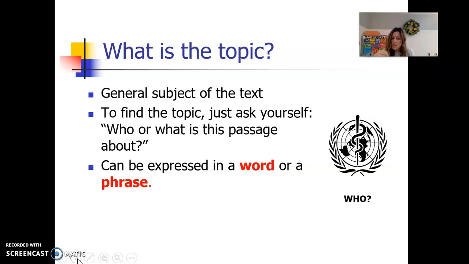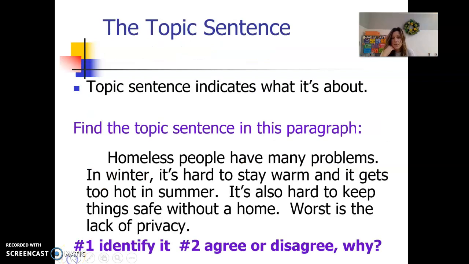This can be expressed in a word or phrase. So it's usually one or two words, a topic, right? It's usually short. Like if you are reading a passage about cheetahs, and maybe it tells you that cheetahs are the fastest land mammal, but we know that this passage is just about cheetahs, then the topic is just cheetahs. Then we have topic sentences.